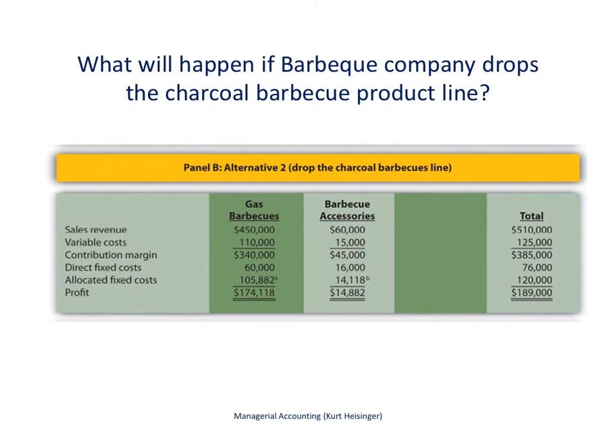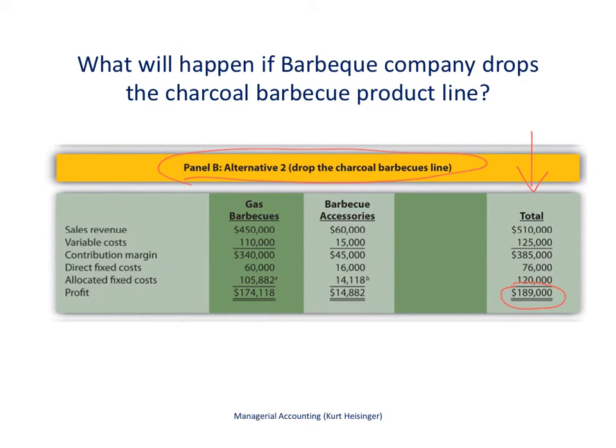Okay, so here's alternative 2. And we're trying to figure out, if we drop the charcoal barbecue line, what will happen? Will our profits go up or will they go down? So which alternative is best, to keep the charcoal barbecues or to drop them? And you'll see here that the total, when compared with the previous slide, the total profit here is $189,000.